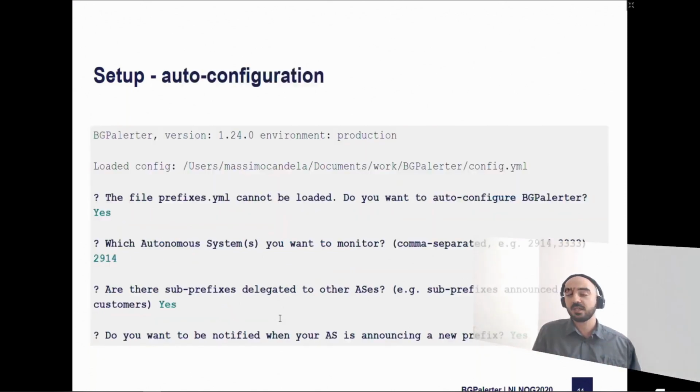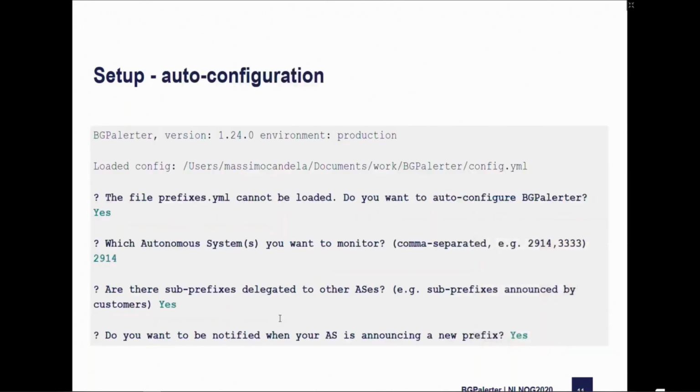The first time you run it, BGP Alerter will say, okay, I don't find any configuration yet, so what should I monitor? It's going to ask you 4 questions. The first is, would you like to proceed with the auto configuration? You say yes, and you go to the second question, which asks which autonomous system you want to monitor. You can also provide more than one autonomous system, comma separated.